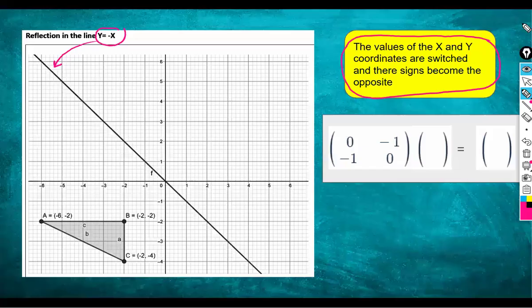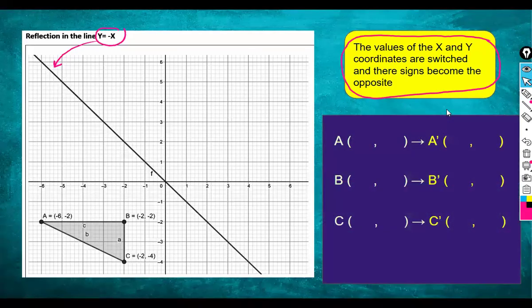It says to do what? The values of x and y coordinates are switched and their signs become the opposite. Let's just see if you could follow my instructions. I'm going to read it back, although it's in front of you. If you are reflecting in the line y is equal to minus x, you not only switch the positions of the x and y, but you make each one the opposite. In other words, you change the sign. If it's negative, it becomes positive. If it's positive, it becomes negative. Send your answers across for A prime, B prime, and C prime.